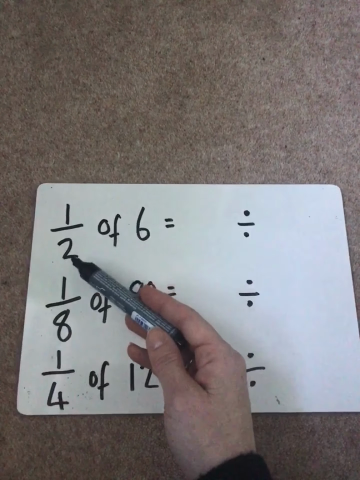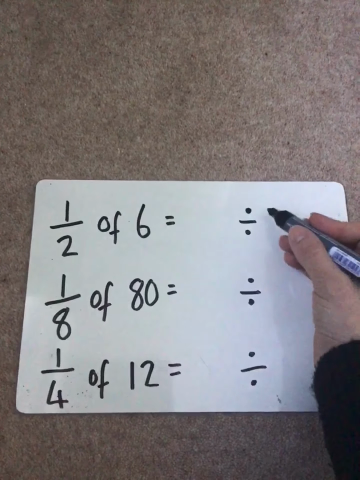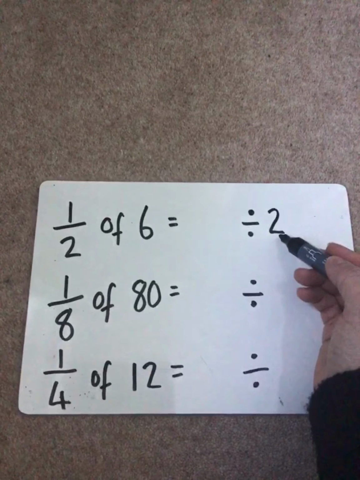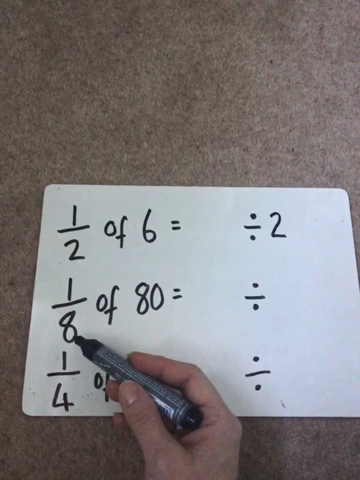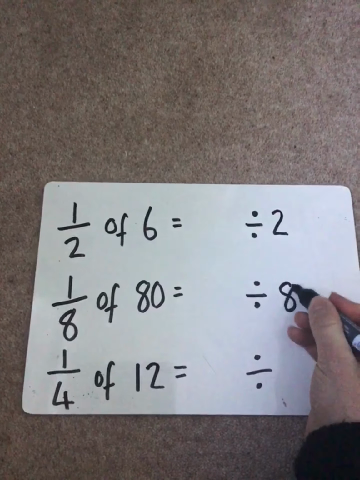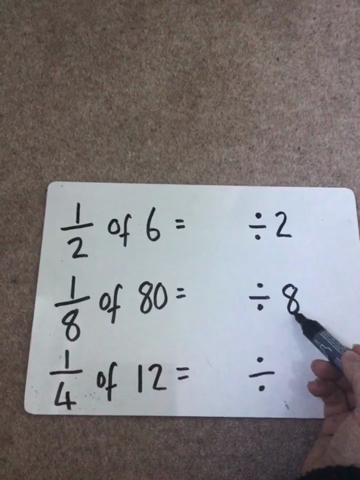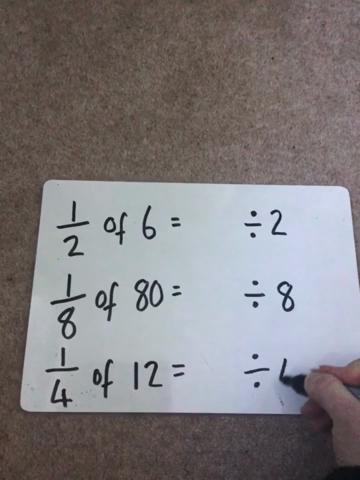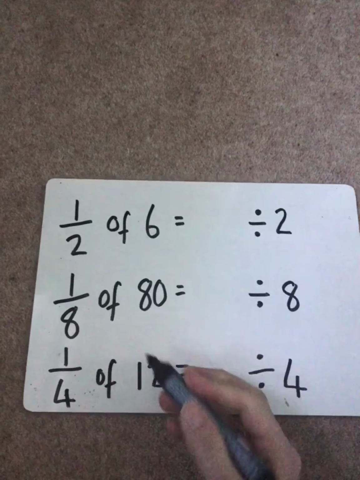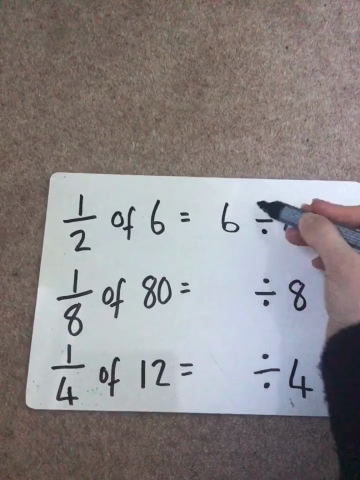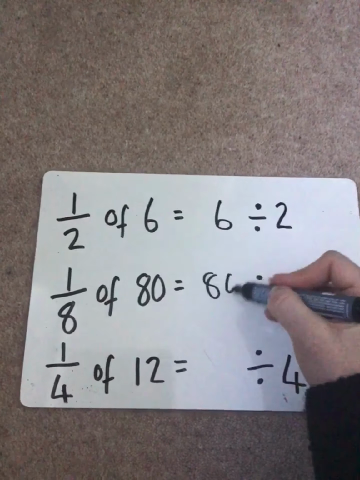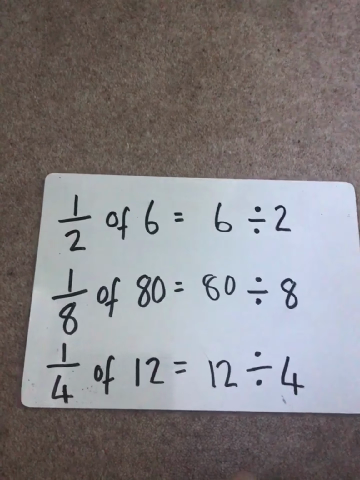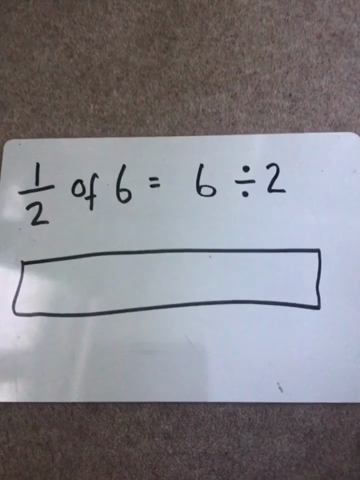So if the denominator is 2, you're dividing by 2. 1/2, you divide by 2. If the denominator is 8, you're dividing by 8. 1/8, divide by 8. If the denominator is 4, you've guessed it, we're dividing by 4. What number? Exactly the same number, 6. 80, 12. These two things mean the same.